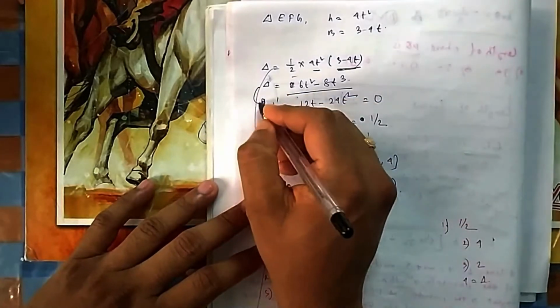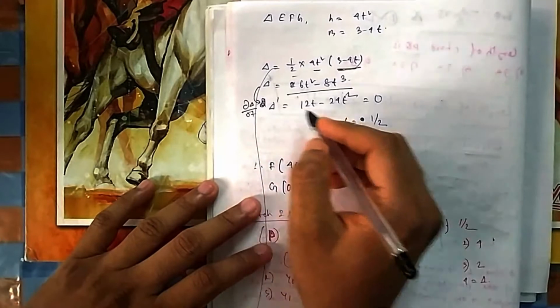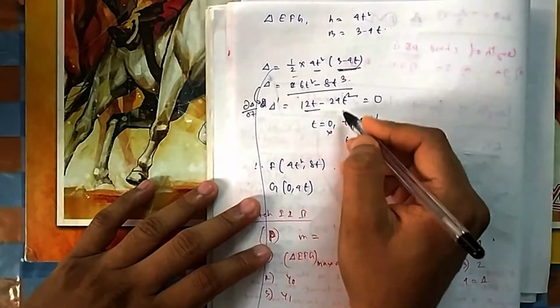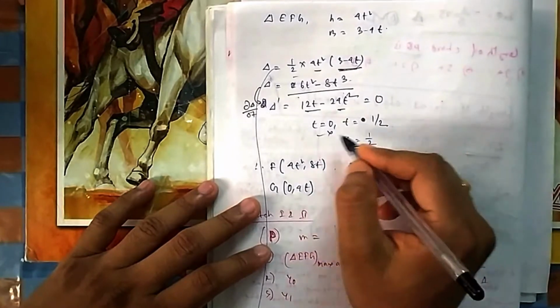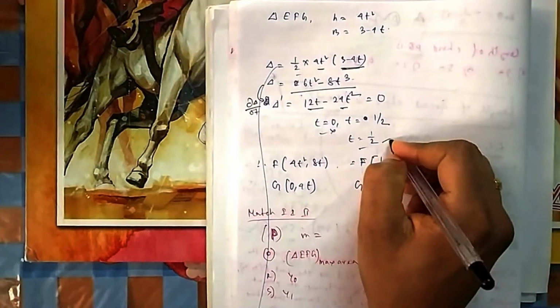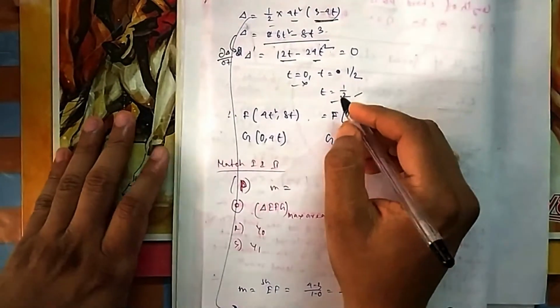Now for getting the maximum, you differentiate this with respect to t, that is the first derivative. So if you differentiate it, those who don't know, just bear with me, it is 12t minus 24t³... t cannot be 0, because if it is 0, then everything comes to the origin only. So obviously t is equal to half. That means you are getting maxima at t equal to half.